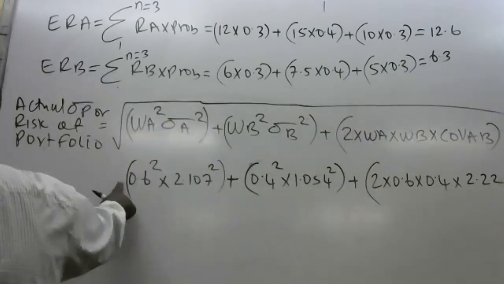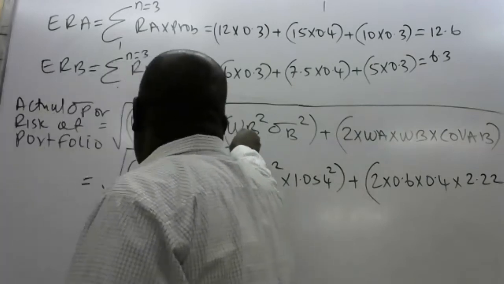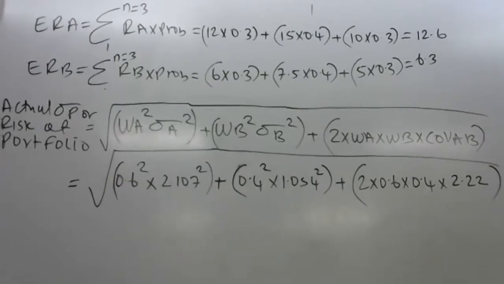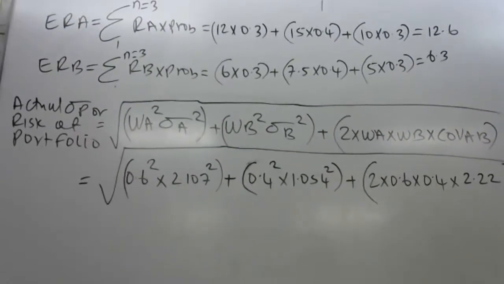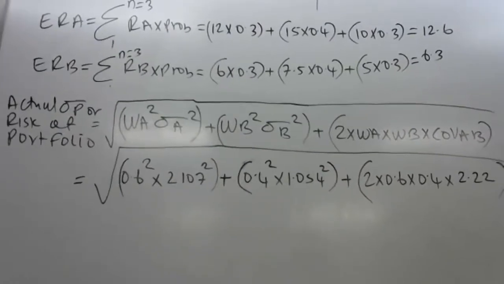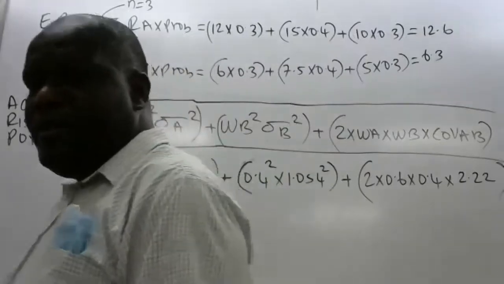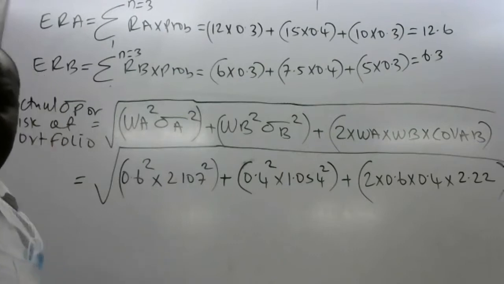Then out of that, we get the square root of that element. So that is how we should be able to come up with the standard deviation.